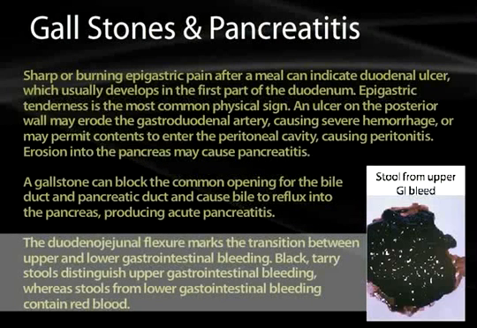The duodenal flexure marks the transition point between the upper and lower GI tracts, and when you have an upper GI tract bleed, you expect to see dark, tarry, and sticky stools, which have a very bad odor, whereas the stools from a lower GI bleed will contain more of a red blood.